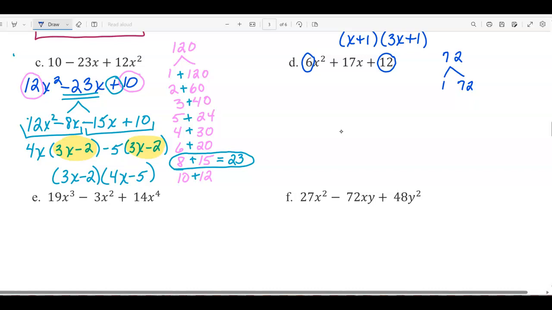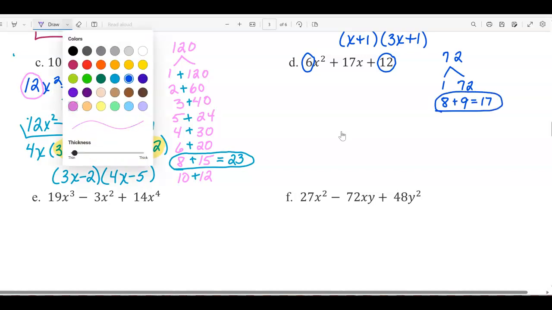If right off the bat you know it, so 72, I think of 8 and 9 pretty quickly, and I know I should be adding them, and it gives me 17. So if you found those factors right off the bat, that's great. You can stop right there. You don't have to go any further.